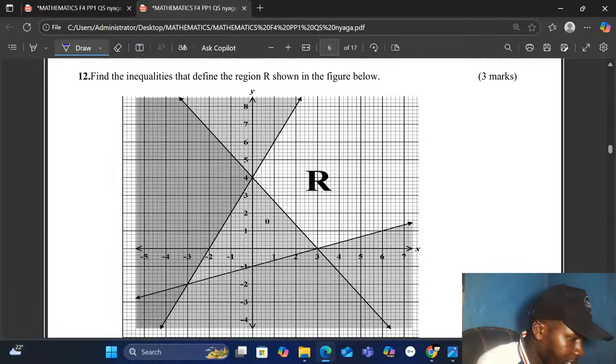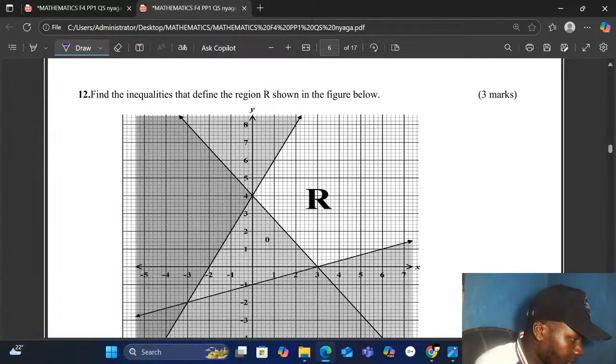So we are supposed to look for the required region, and you can see we have the lines. So we can find the inequalities that define the region R in the figure below.